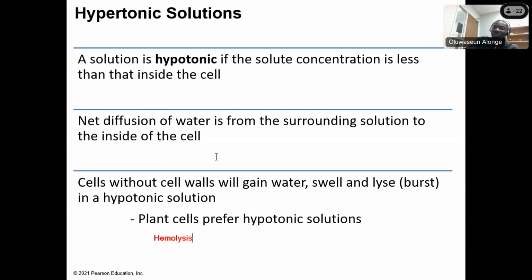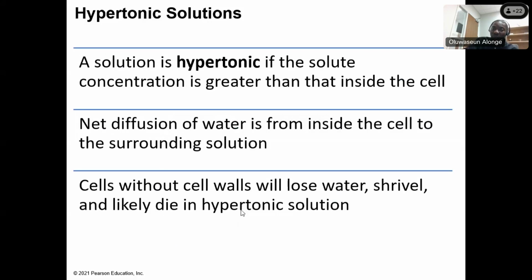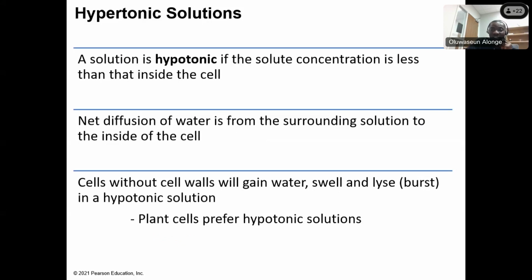If you have put plant cell in a hypertonic solution, what will happen is that the plant cell will shrink. The cell membrane inside the plant cell will shrink, but the cell wall will remain intact. Cell wall is very tough. That's the issue with plant cell.